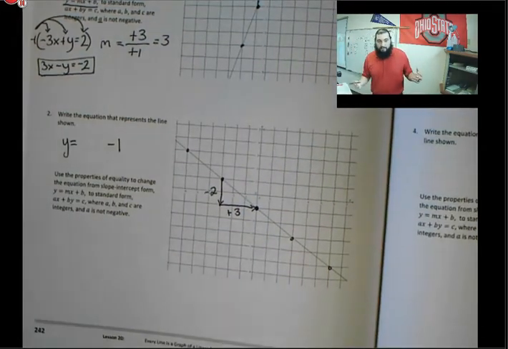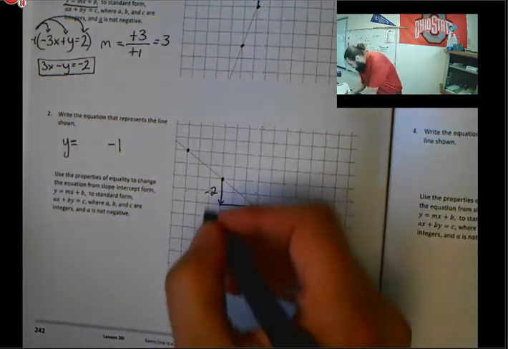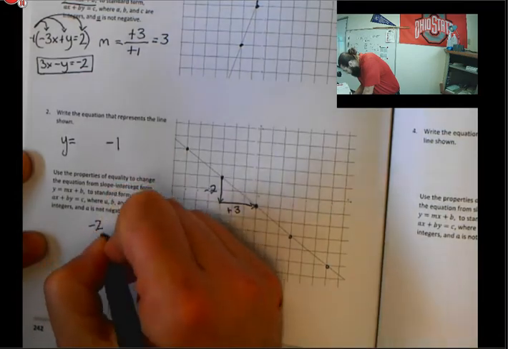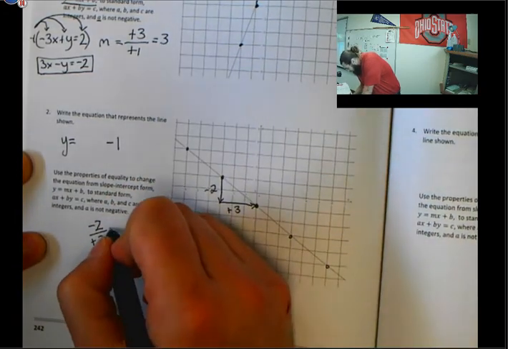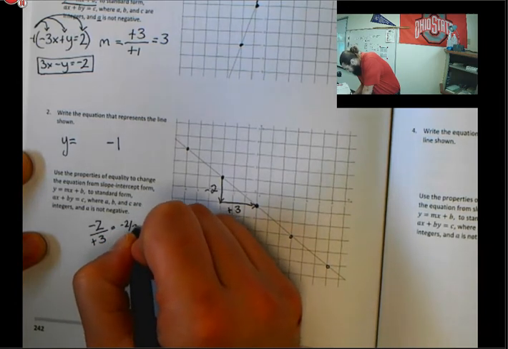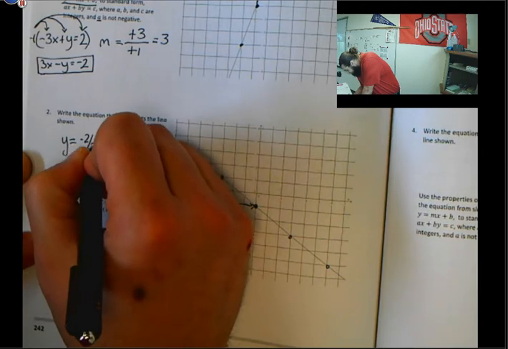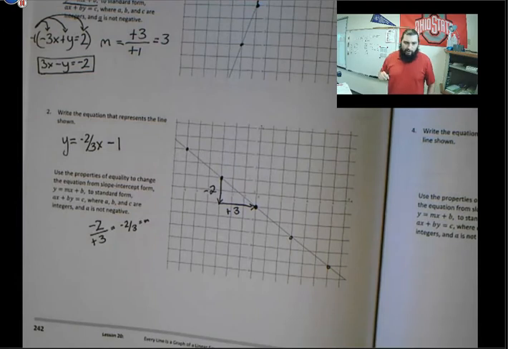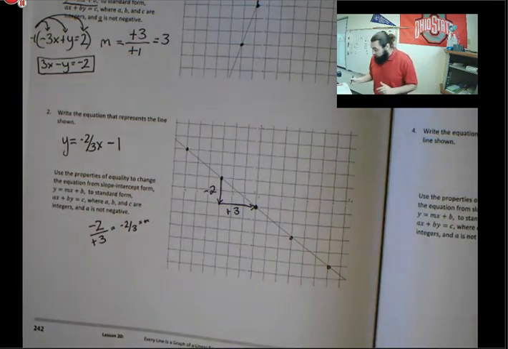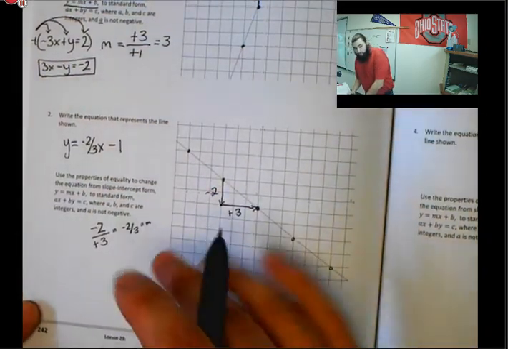And so when I put these together as my ratio, as my fraction, vertical change gets divided by horizontal change. So negative 2 divided by positive 3 is negative 2/3. This is your m. So this is what it looks like in slope-intercept form: y equals negative 2/3 x minus 1. That's it.